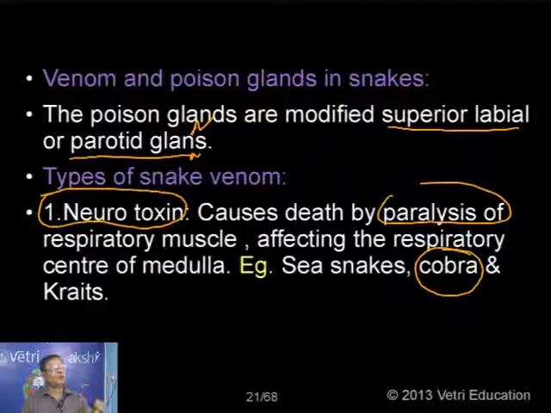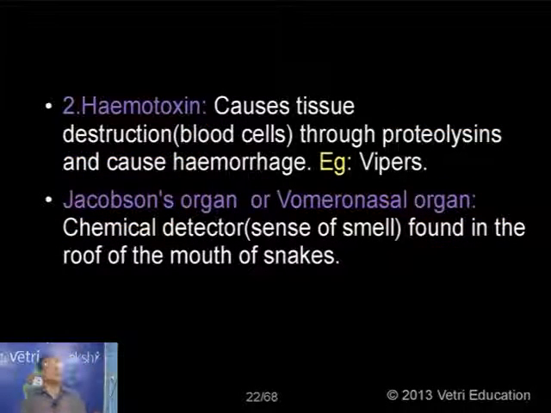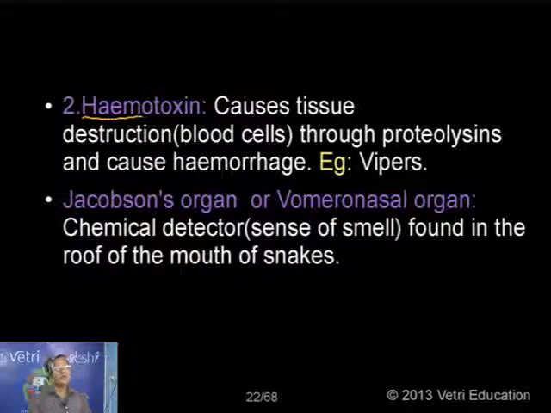So the cobra venom is nothing but a neurotoxin. The same is true in the case of krait as well as hydrophis, the sea snakes. Don't forget, the cobra venom affects the nervous system. Now the second one, hemotoxin. The name itself implies it causes damage mainly to the blood or circulatory system. It normally causes tissue lysis and destruction, particularly the blood cells are damaged.